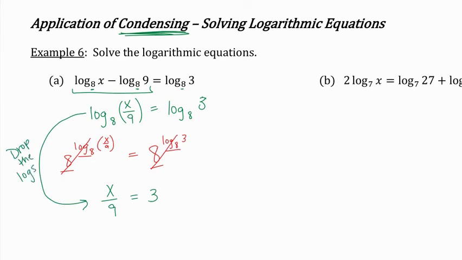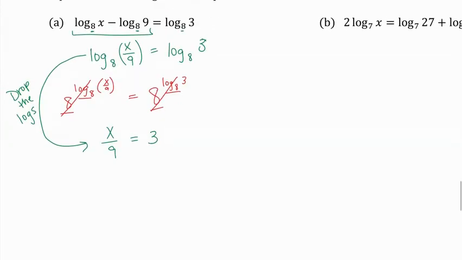Right? If you have just one logarithm on each side of the equation that has the same base, you can drop the logs and solve what's left over. Because now I just have a linear equation that I can solve, right? If I've got x over 9 equals 3, to solve for x, I'm just going to multiply both sides by 9, and we get x equals 27.